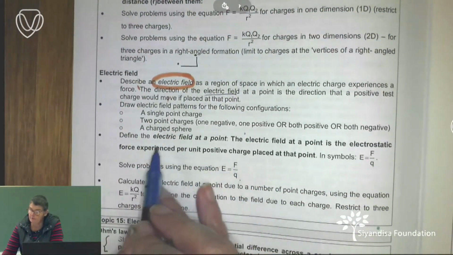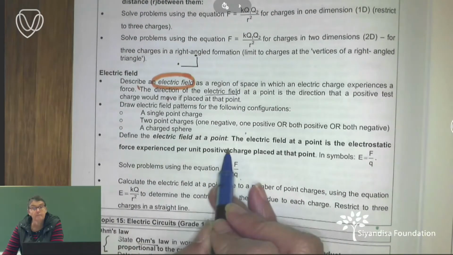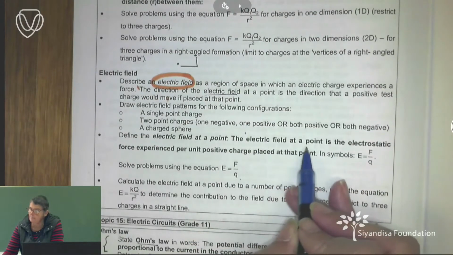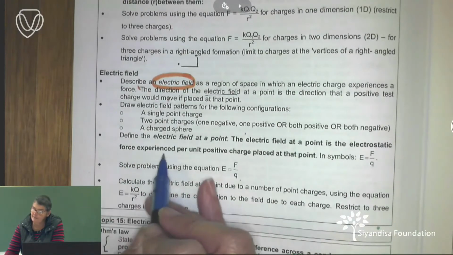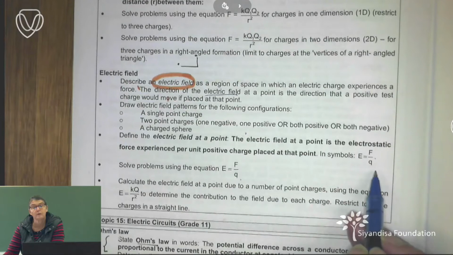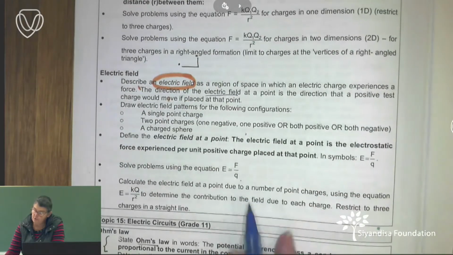Then you must be able to define an electric field. The electric field at a point is the electrostatic force experienced per unit positive test charge. Right. Solve problems using that.